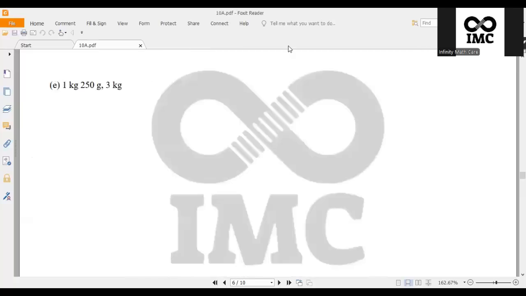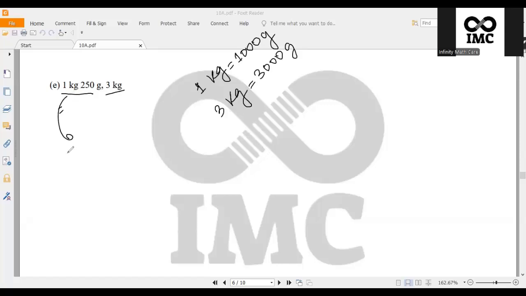Then, now, question number E. 1 kg 250 gram to 3 kg. If I want to convert this kg and gram into gram, then we know that 1 kg equals 1000 gram. So 3 kg will be 3000 gram. So 1 kg 250 gram will be 1250 gram. And 3 kg will be 3000 gram.